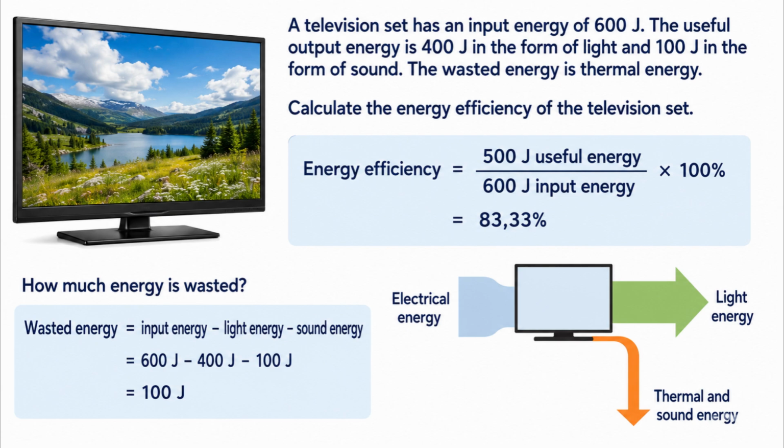Quick facts. The energy output of a system is always less than the energy input. The efficiency of a system is calculated by dividing the energy output by the energy input.